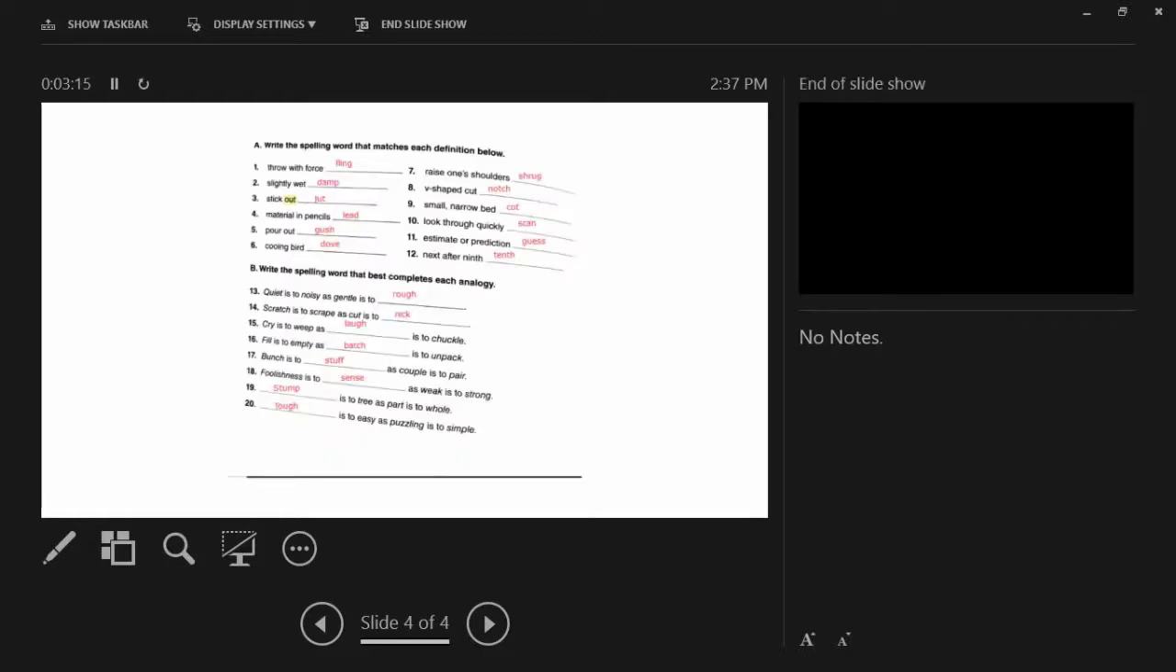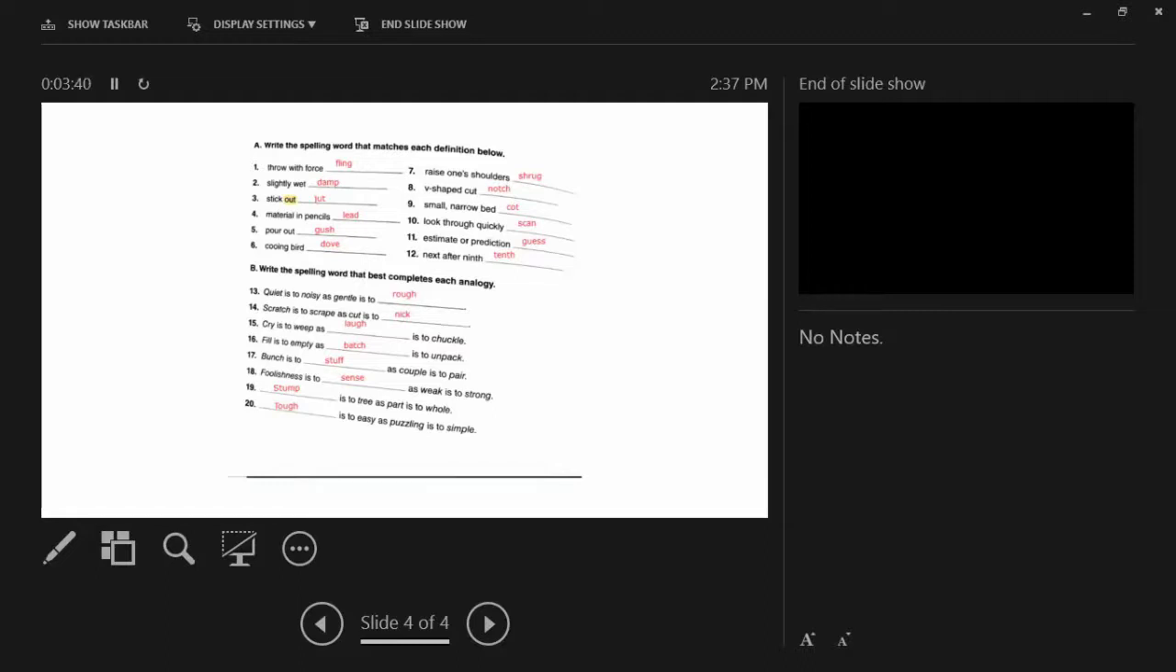Moving to page number 4, which is about the definition, and definition means give the meaning to the following words that we discussed in the earlier pages. Number 1, throw with force, fling. When you throw something forcefully, that's called fling. And 2, slightly wet means damp.